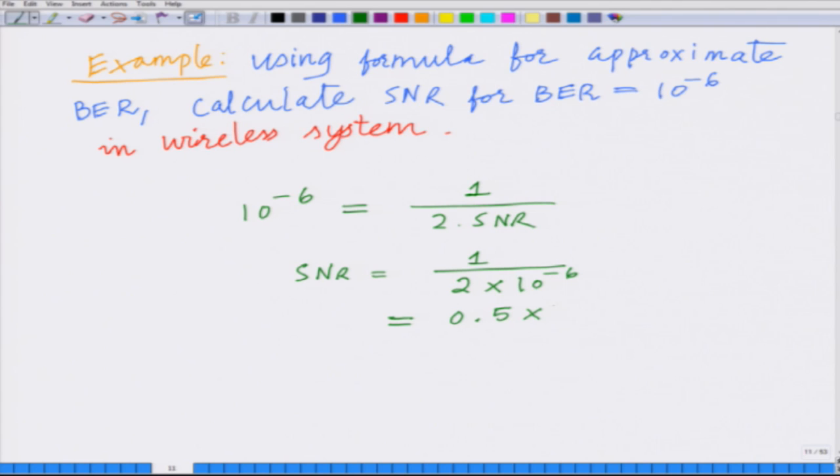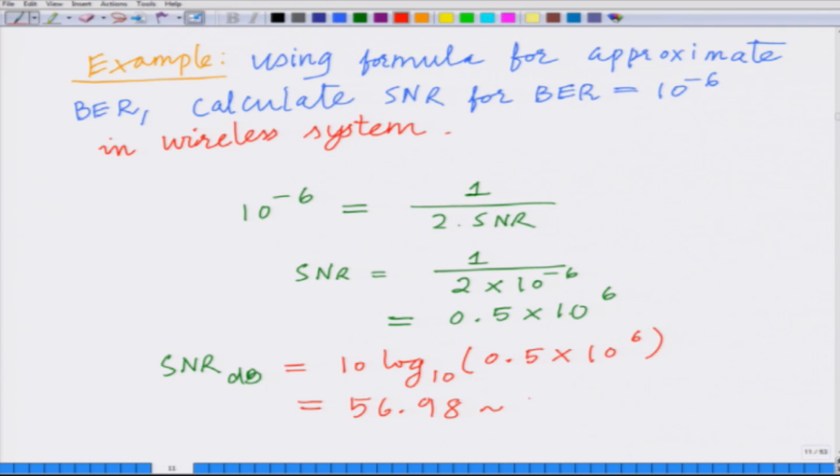into 10 to the power of 6. This is equal to 0.5 into 10 to the power of 6, and the SNR in dB equals 10 log 10 of 0.5 into 10 to the power of 6, which is equal to 56.98, that is approximately equal to 57 dB. So, this is the same answer that we get for the dB SNR that is required to achieve a bit rate of 10 to the power of minus 6 in a wireless communication system.